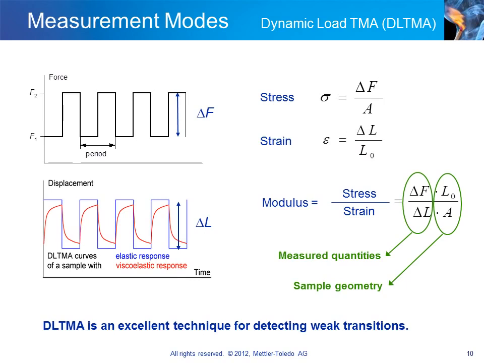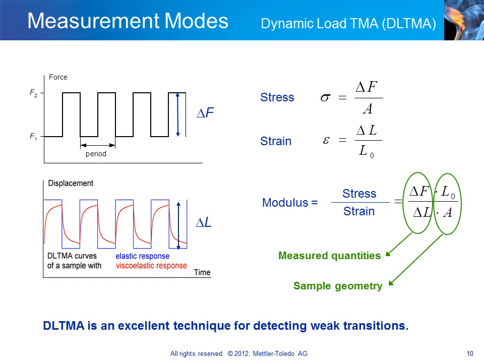As mentioned previously, bending measurements are often performed in the dynamic load TMA or DLTMA mode. In this mode, the load applied to the sample alternates periodically between a small force, F1, and a large force, F2, as shown in the upper diagram. In practice, a period of about 12 seconds is often used. This is in contrast to a normal TMA measurement in which the load remains constant.